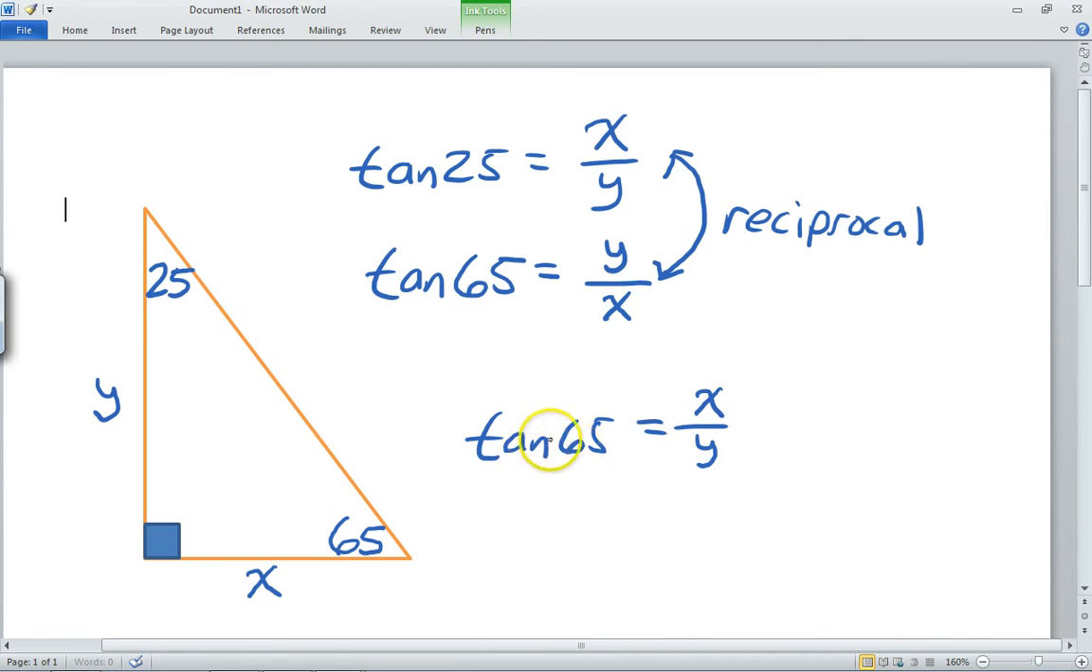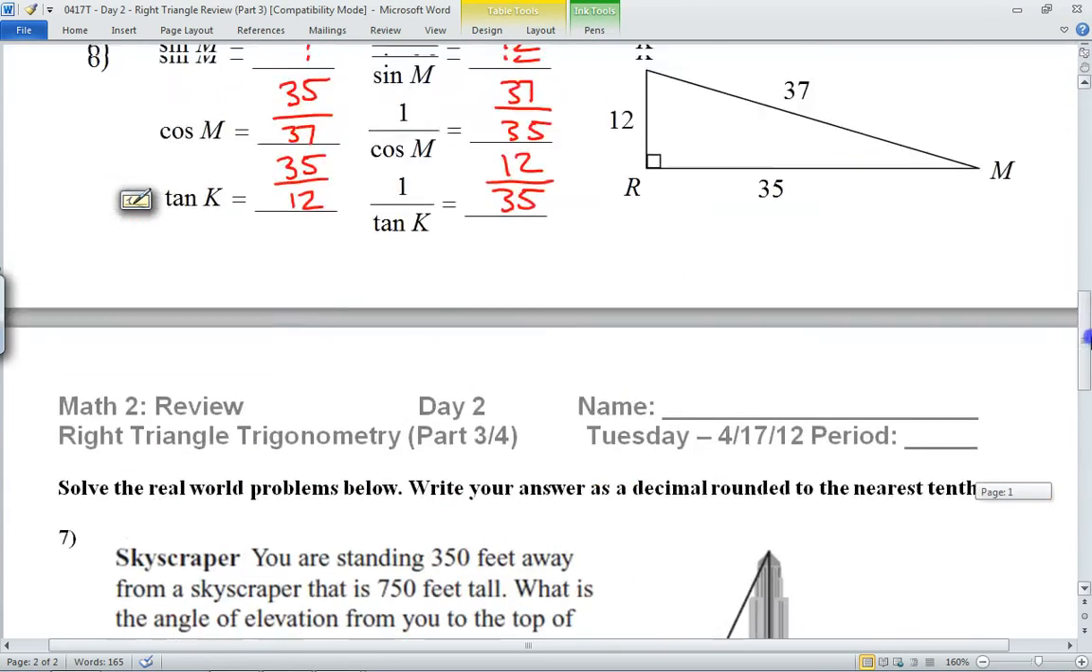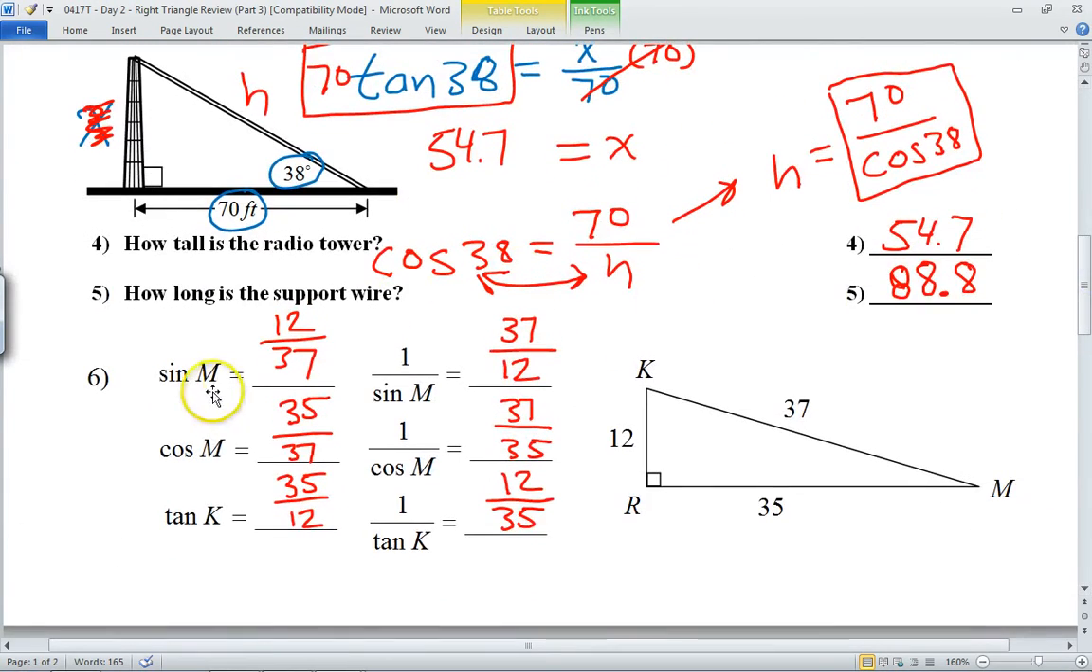And just a few minutes ago, we learned something that caused a reciprocal. Do you remember what it was? Well, I'm hoping you remember. In fact, let me just look back really quick. Look at problem number 6. Every time we put 1 over something, all it did was it caused the reciprocal. 1 over cosine m just did the reciprocal of cosine m.